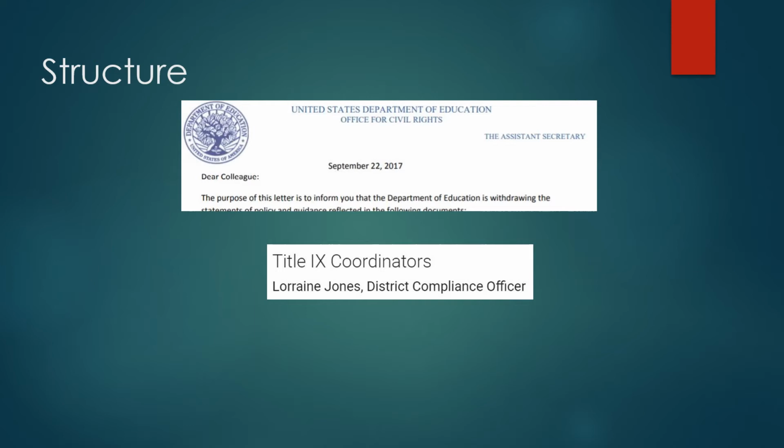So Lorraine was tasked with figuring out what resources were needed in order to comply with OCR's guidance. So this is a perfect example of how this structure and bureaucracy, as presented by Max Weber, is present in this situation.